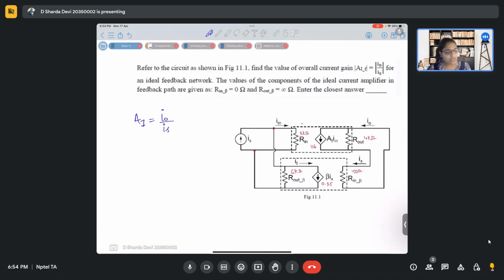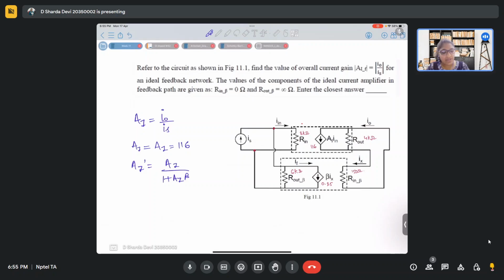So if there was no feedback, what would have been the gain? The same gain that is given, AI, which is 116, right? Now due to this feedback, and we know it is a negative feedback, what will my new gain be? My modified gain will be AI dash. It is actually AI upon 1 plus AI into beta, right?